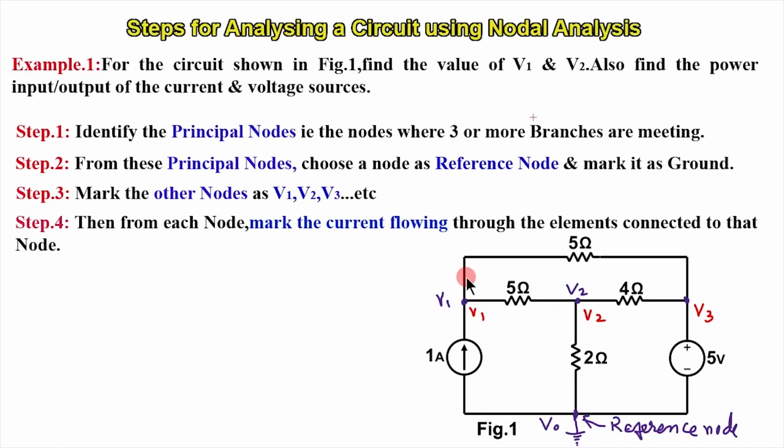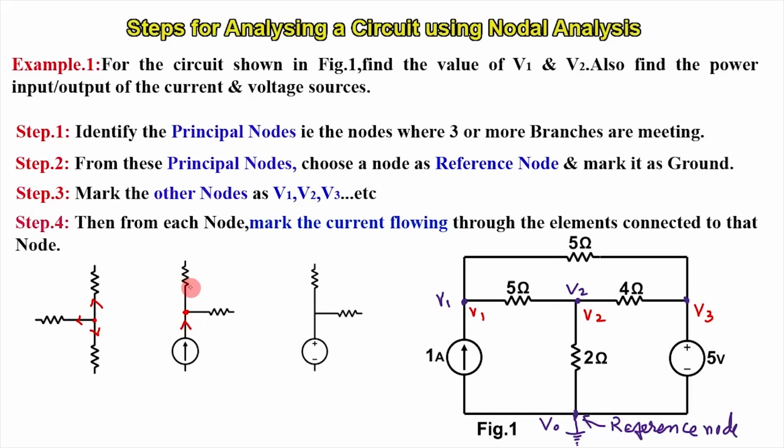While marking the direction of current, we can do it in any way, towards or away from the node. We will follow this way. Suppose 3 resistors are coming to this node, we will mark the currents as going away from the node. While in the case of this node, as this is an active branch and the current is in this way, there is no doubt that the direction of current will be in this way. While in these resistive or passive branches, we will mark the current as going away from the node.